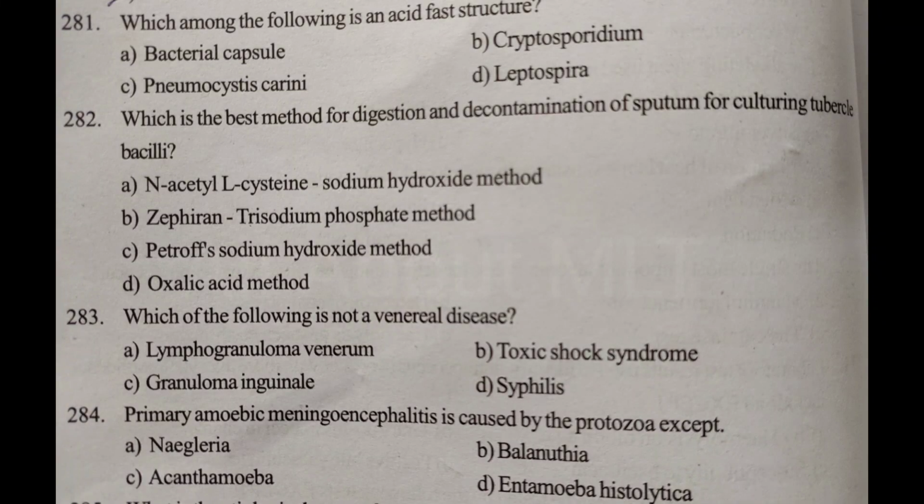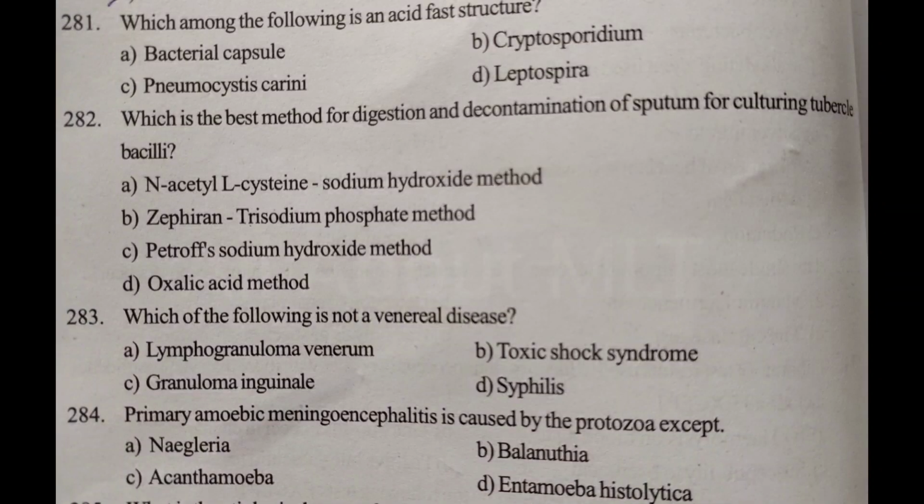Which is the best method for digestion and decontamination of sputum for culturing tubercle bacilli? Option A, N-acetyl L-cysteine sodium hydroxide method. Option B, Cephirine trisodium phosphate method. Option C, Petroff's sodium hydroxide method. Option D, oxalic acid method. Answer is option A, N-acetyl L-cysteine sodium hydroxide method.